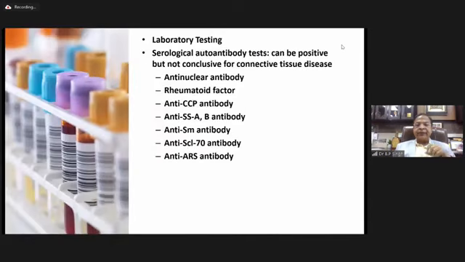In the blood investigation, you have to look for the autoimmune profile in detail, matching it with the clinical symptoms. Here, I have mentioned antinuclear antibody, rheumatoid factor, anti-CCP, anti-Sjogren syndrome A and B antibody, anti-Sm antibody, anti-Scl-70, and anti-ARS, that is Jo-1, PL-7 and PL-12. There are panels available where you can directly ask your pathologist to get these tests done, so that you can evaluate your patient for connective tissue disease.